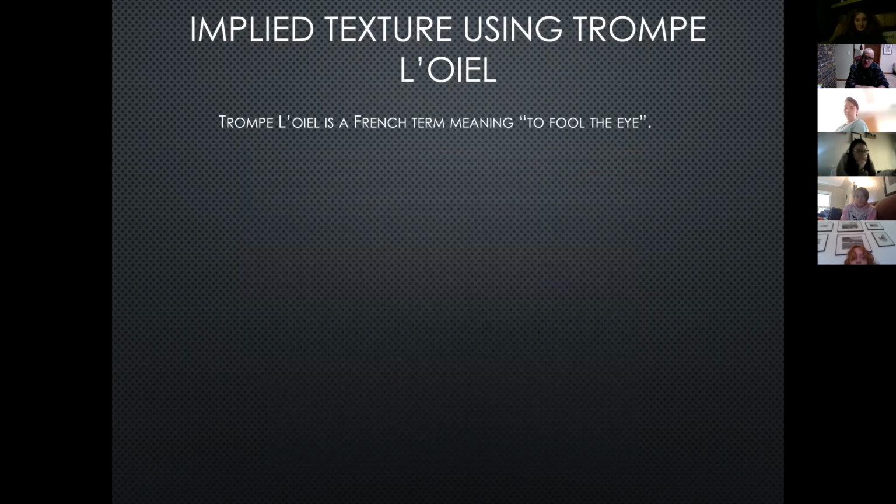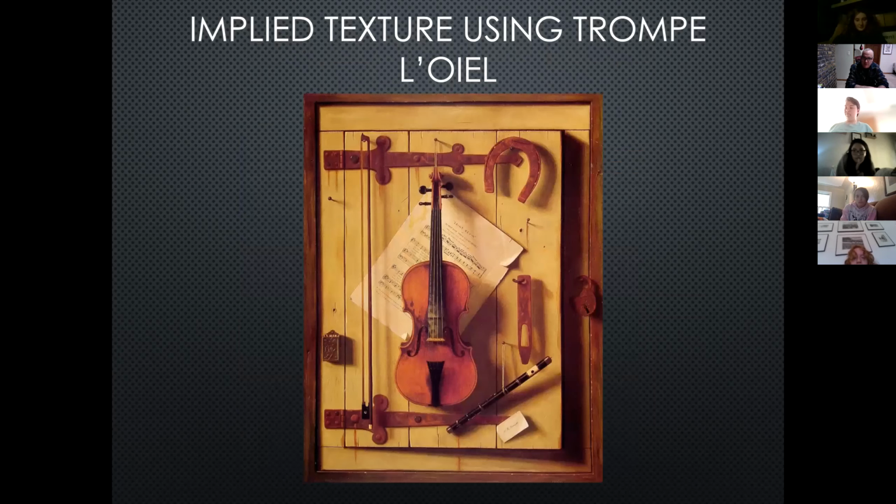So implied texture using trompe l'oeil. Who's ever heard of trompe l'oeil? You should talk about that in our history. It's a French term meaning to fool the eye. And this person's painting textures and shapes and using value, and it creates a really 3D look.